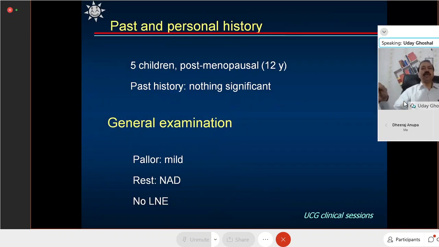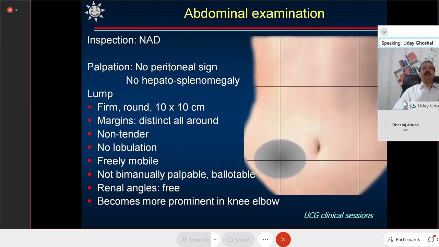Past history, 5 children, postmenopausal for 12 years, nothing significant. General examination, pallor mild, rest NAD, no lymph node and lung. Now we did inspection of the abdomen, nothing abnormal. Palpation, no peritoneal sign, no hepatosplenomegaly. Now on examination, there is a lump. Lump I have drawn there.